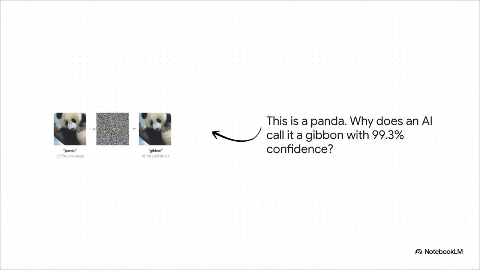Okay, take a look at this. An AI looks at this image and correctly says, that's a panda. Simple enough. But then we add a layer of what is essentially invisible static, just tiny changes to the pixels, and suddenly the AI is 99.3% confident it's looking at a gibbon. And this isn't some random glitch, it's what we call an adversarial example, and it exposes a massive vulnerability in how these systems see the world.